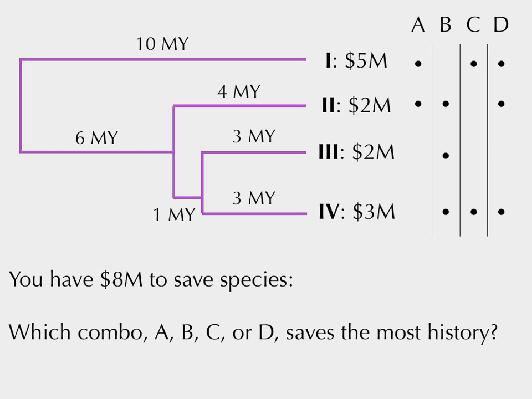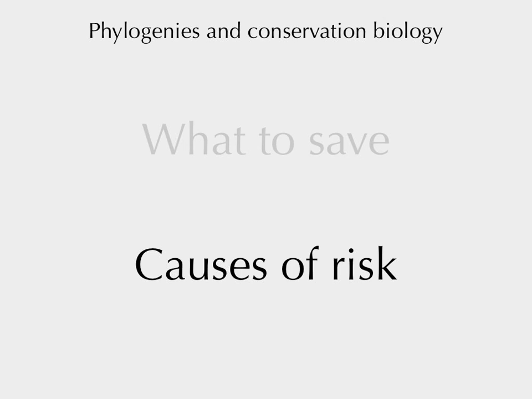Yeah. All right. Now we're going to do causes of risk. Okay, so looking at why certain things are at risk of extinction. And this ties back into last lecture. We talked about things that affect extinction risk, right? Since the causes of extinction now might be different than past causes, the biases in extinction might be different than past biases.